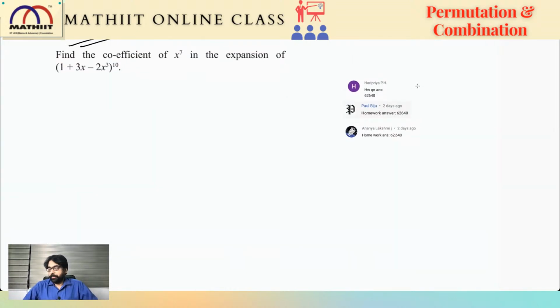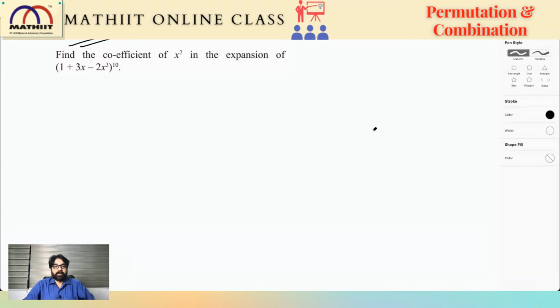These 3 people who gave the answers quickly, I think I should keep their names. So Haripriya, Paul, Biju and Ananya Lakshmi, these people gave the answers. Nowadays, the people who give the answer quickly, I am putting their names. So this particular question, let's talk about this.